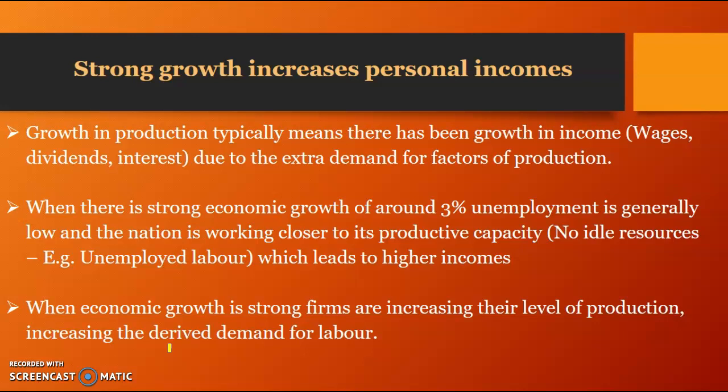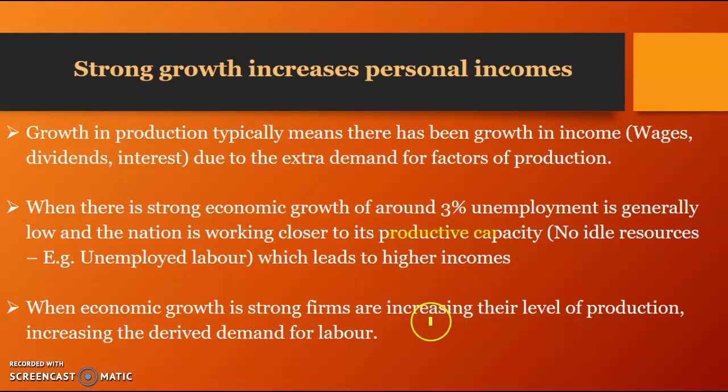The second thing is that strong growth helps to increase personal incomes. Growth in production generally leads to an increase in income. So we're talking about wages, interest, and salaries, and that's basically because there's extra demand for factors of production. It's very closely aligned to the fact that unemployment goes down. When there is strong economic growth of around 3% or higher, it generally leads to unemployment going down, because we need more resources, we work closer to our productive capacity, and we hire more of our available labour resources to try and meet that extra production, and that helps to increase personal incomes.